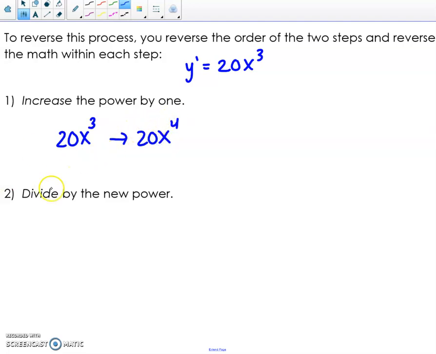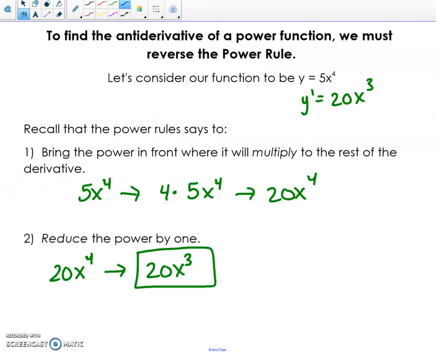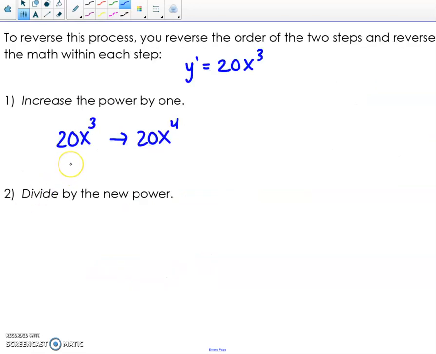Then the second part of this process refers to the first part of the original. The first part talks about bringing the exponent down and multiplying it, and the reverse of that would be bringing the exponent down and dividing it. So we're going to divide by the new power. So we have 20 over 4 x to the 4th, and when we do 20 over 4, we get 5x to the 4th.